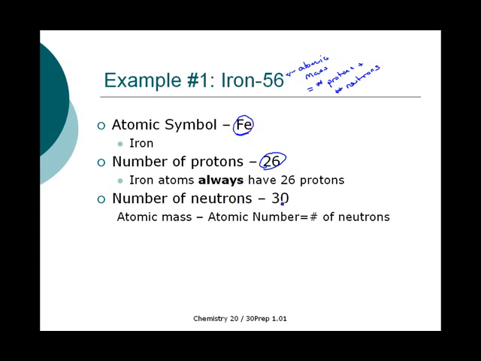The number of neutrons in this atom is 30, and it would be the atomic mass, which is 56, minus the atomic number, 26, and this is going to give us the number of neutrons. And so this is what the atomic symbol would look like. The 56 is the superscript, the 26 is a subscript, and the Fe is the atomic symbol.